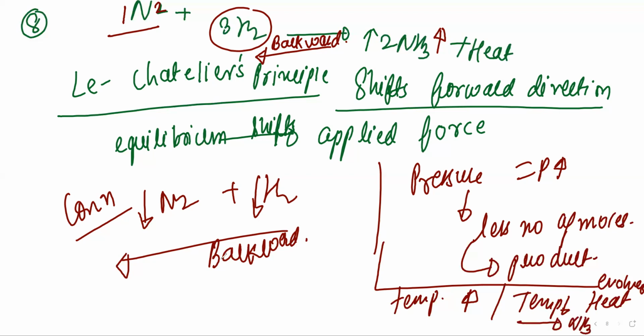So this is talking about Le Chatelier's principle. It first talks about equilibrium, second concentration, third pressure, then temperature. These are the four conditions given by Le Chatelier's principle. So please write these important points.